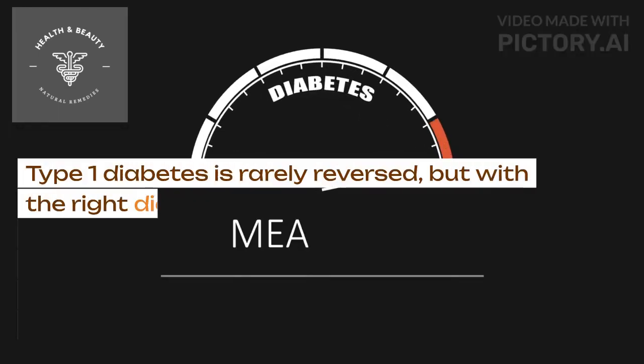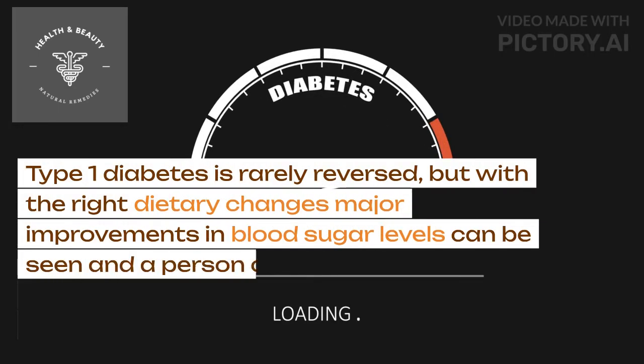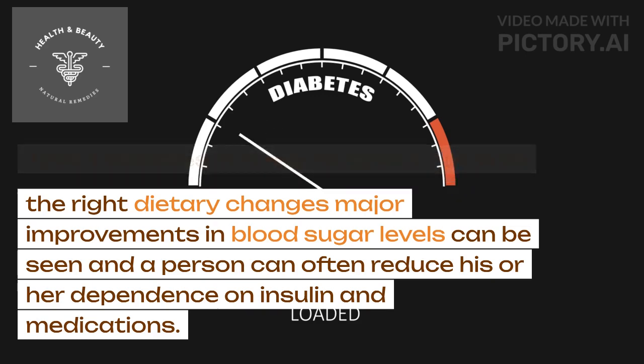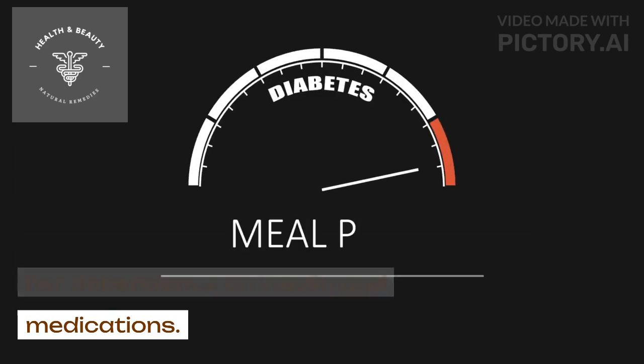Type 1 diabetes is rarely reversed, but with the right dietary changes major improvements in blood sugar levels can be seen, and a person can often reduce his or her dependence on insulin and medications.